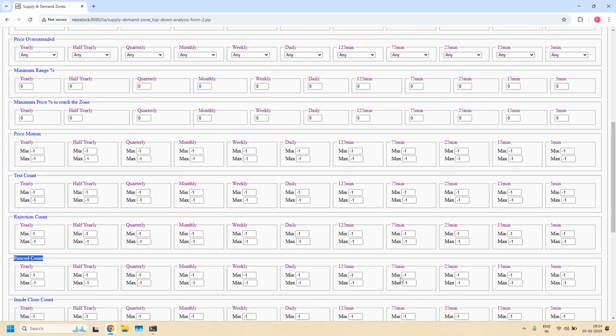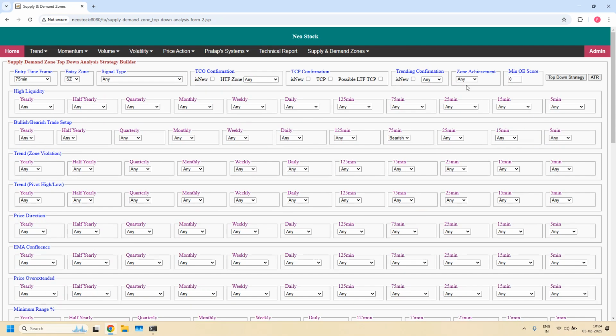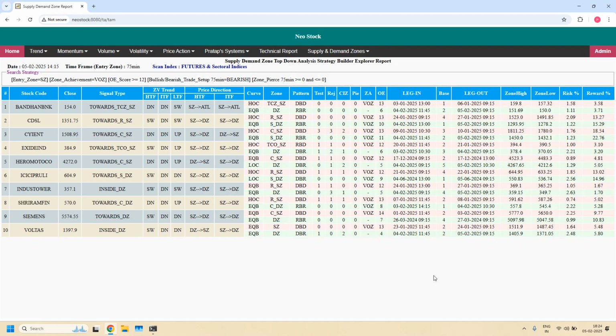So in the pierced count at 75 minutes time frame, I am setting minimum value 0, maximum value 0, zone achievement VOZ, minimum order enhances score 12. With these filters, we got 10 stocks. That means these 10 stocks are currently supporting bearish trade setup for weekly income trade.